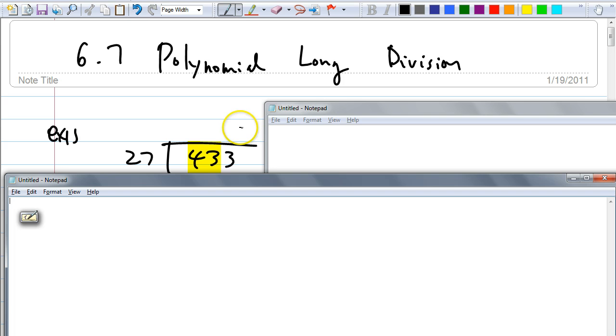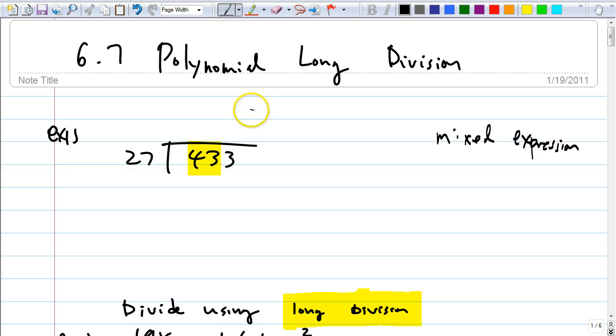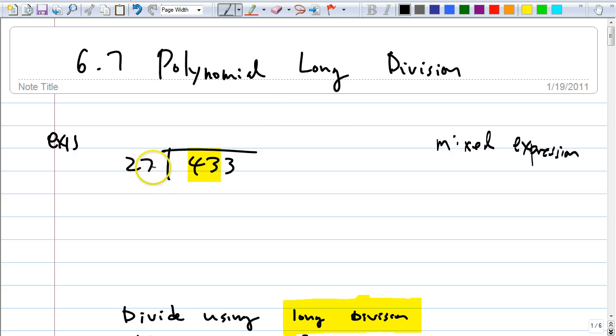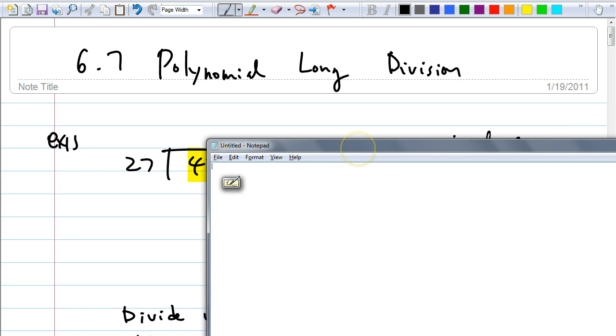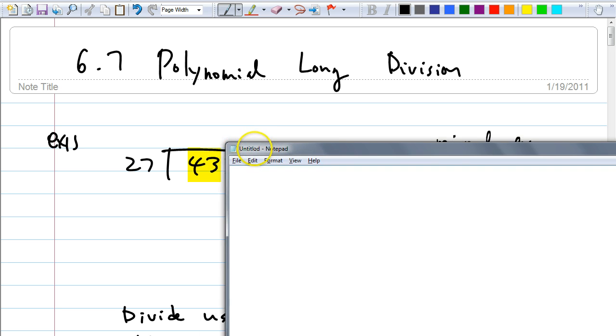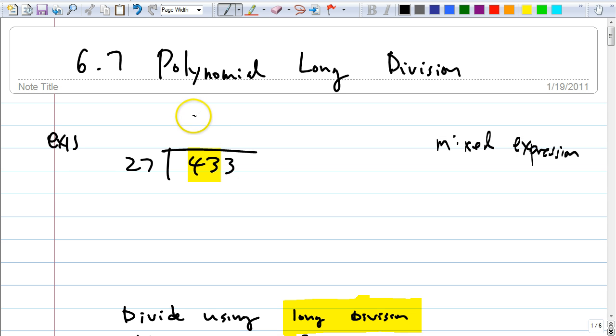So let's say that I want to divide 433 by 27, right? What you do is you first look at 27 and 4. Does 27 go into 4? No, so you look at 43. How many times will 27 go into 43 without going over? Once. So let's write it down, 1. And then of course you write 27 right here.